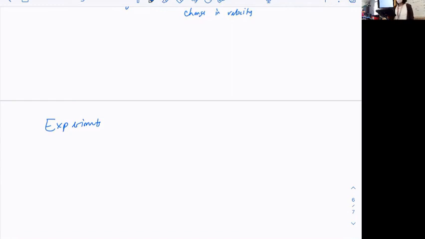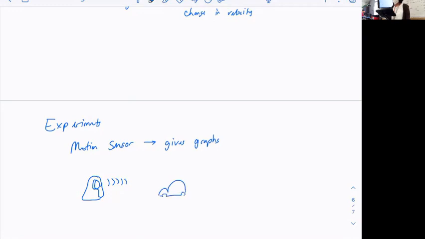Yeah. Okay, so for experiments, remember you can use a motion sensor. The motion sensor was this little device. It had this sensor that sent out sound waves. What were some of the things you could record with a motion sensor? Because it gives you a graph. Motion sensors give graphs. What are different kinds of graphs we can create from a motion sensor?